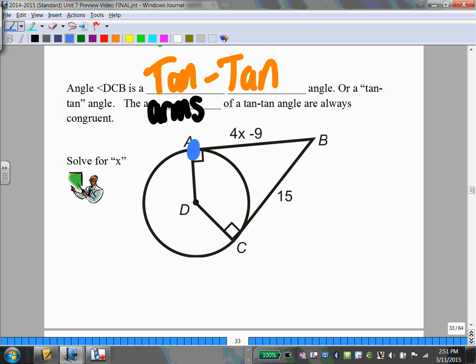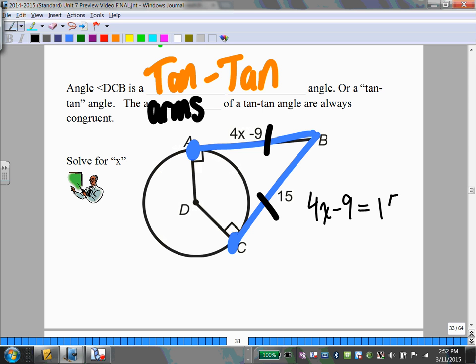Ready? Darken your points of tangency, draw your tan angle. We have a point of tangency here. We're going to find what we can find. We're going to start by solving for x. The arms are equal. So I know in this case, 4x minus 9 equals 15. Solve.